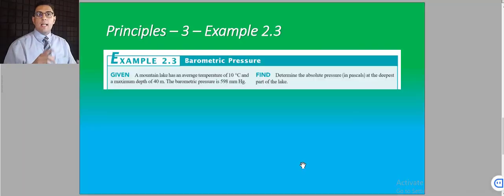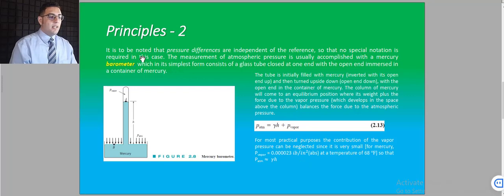Welcome back, guys. There is just one point left that I want to explain to you here. The barometer is one of the subcategories of the measurement device called the manometer, which is going to be illustrated in the following session.